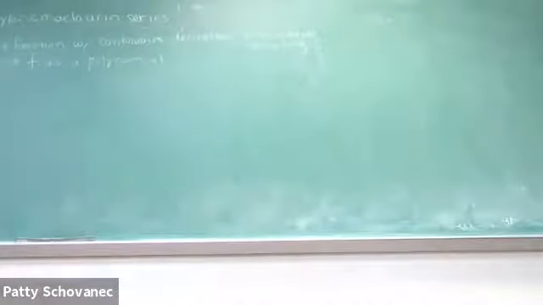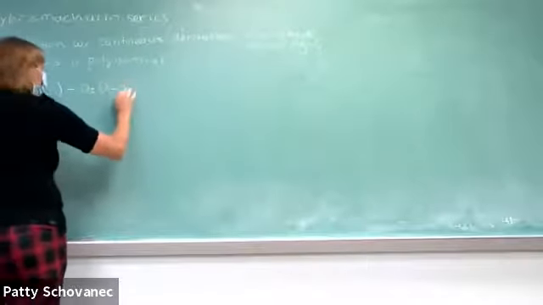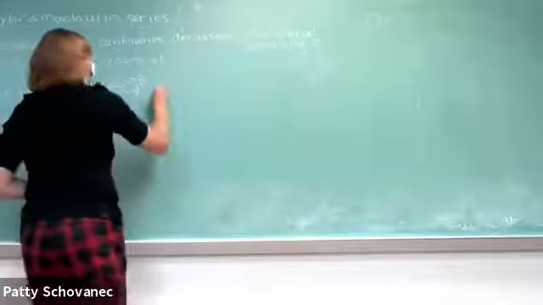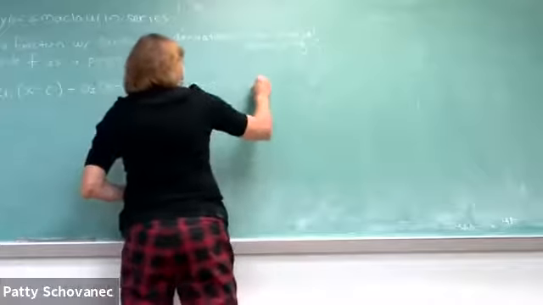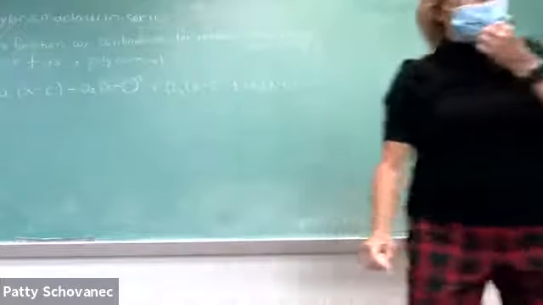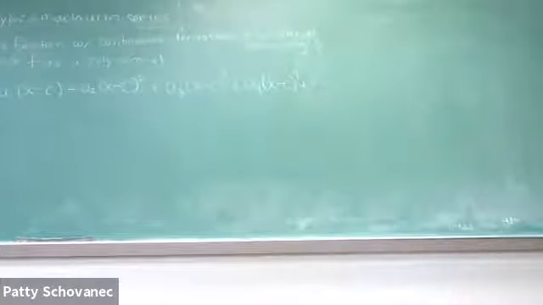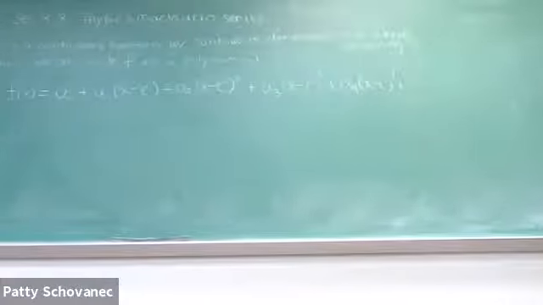So f of x can be written as a0 plus a1 times x minus c plus a2 times x minus c squared plus a3 times x minus c cubed plus a4 times x minus c to the 4th, and so on. That's the big idea. Find that polynomial that represents f in an interval containing c. You want it to match all of the characteristics of f in that interval.